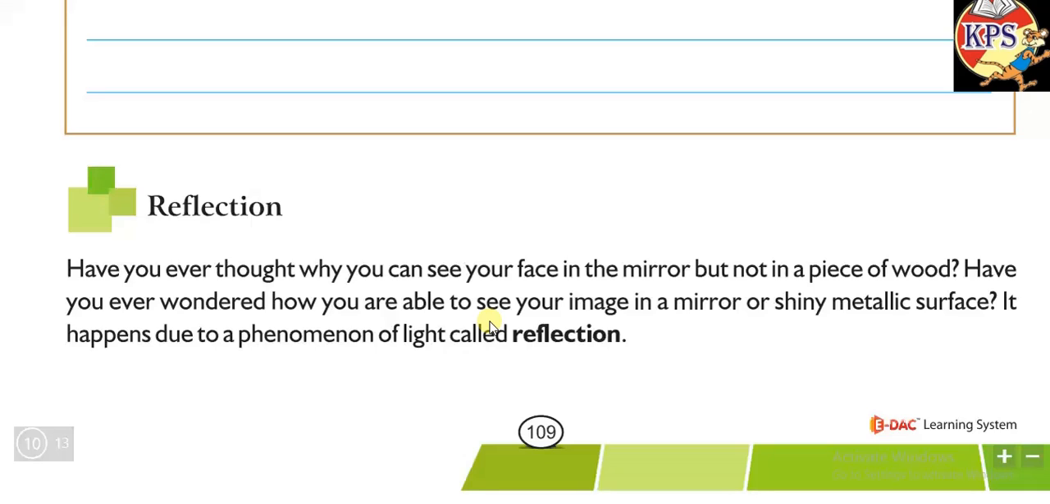So why is it happening around you? If you can see your face in the mirror, it is because of the reflection of light, because the surface is polished and clear. If the surface is not polished, if the surface is rough, you can't see your face because there is no reflection on a rough surface.